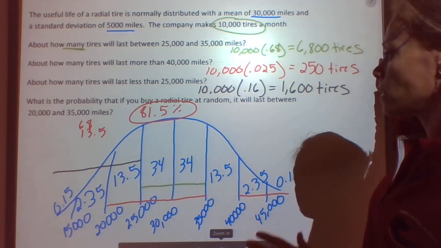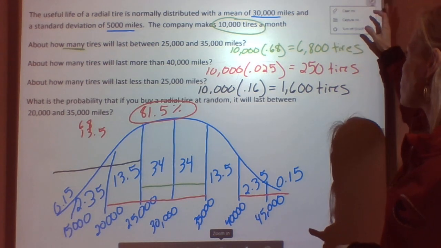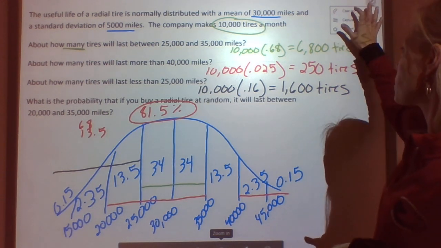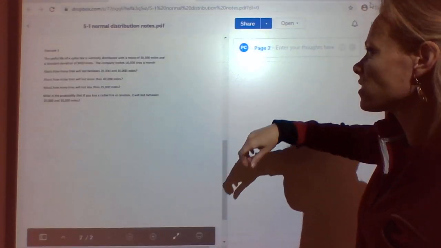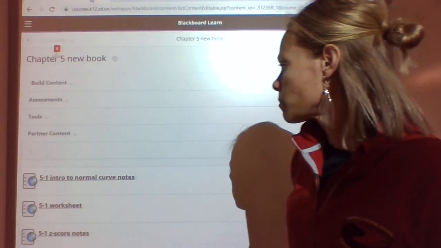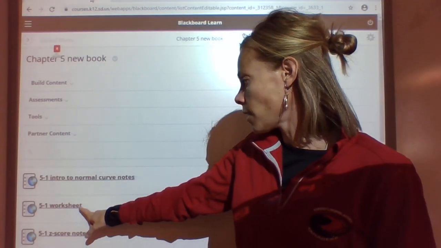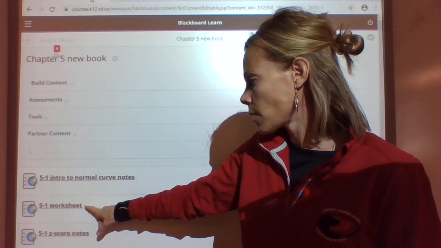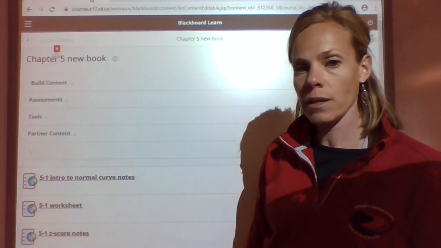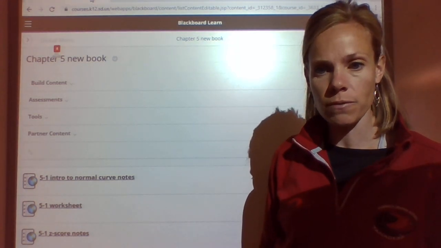Okay, so that's the introduction. Some of you may have known that, some of you maybe have never seen this before, that's why I do it. So if you go to Blackboard Learn, you should see the 5-1 worksheet right here. And then we'll get into the actual first section of Chapter 5 in your book.